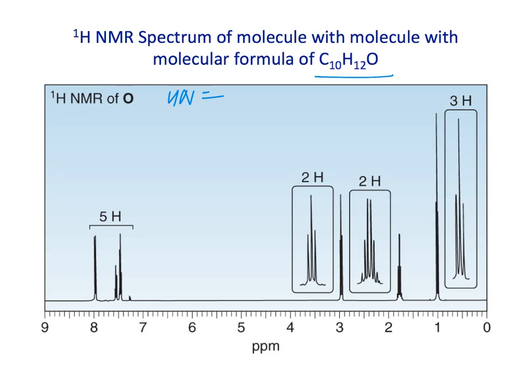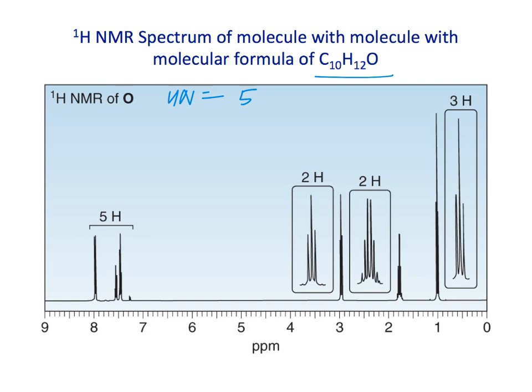Five? Is that right? Number of carbons, 10 minus half the hydrogens. 10 minus 6 is 4, plus 1. We have 5 sites of unsaturation. Okay? So what did I say about situations when we have 4 or more sites of unsaturation? Right, there's oftentimes a benzene ring.